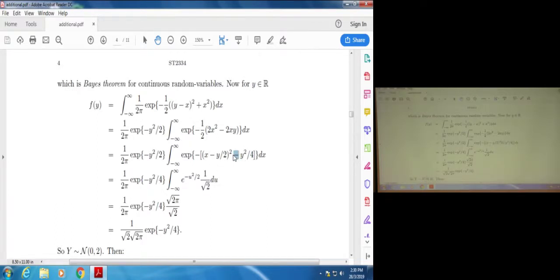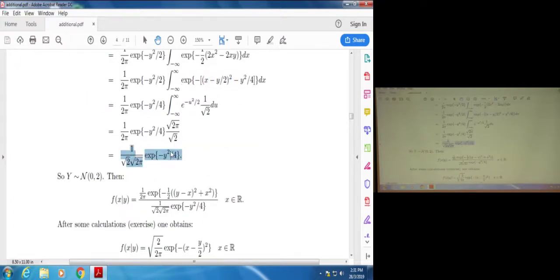For this integral I can just use a change of variable: u equals (x minus y) over 2. Then I get e to the minus u squared over 2, and 1 over root 2 from the Jacobian. Now this integral I know, because the integral from minus infinity to infinity of e to the minus u squared over 2 du is root 2 pi. That's a formula we quoted in the main lecture notes. So this is where the root 2 pi comes from. The 1 over root 2 is here, I have a 2 pi here, and e to the minus y squared over 4. Some simple calculation gives that this is the marginal PDF of y.